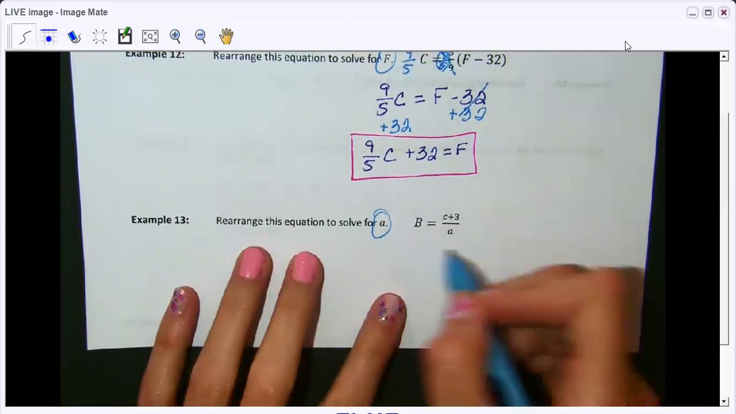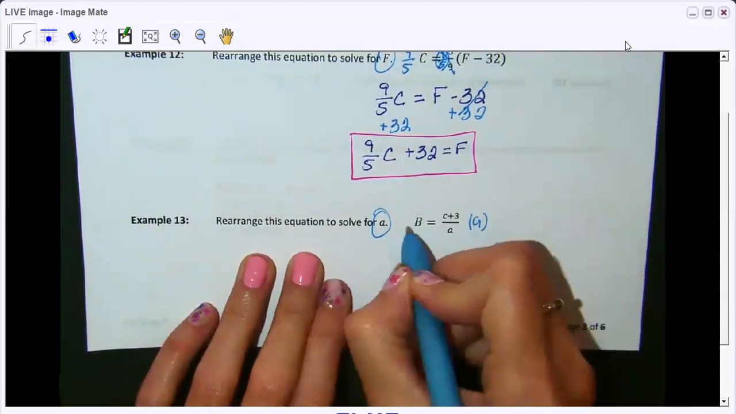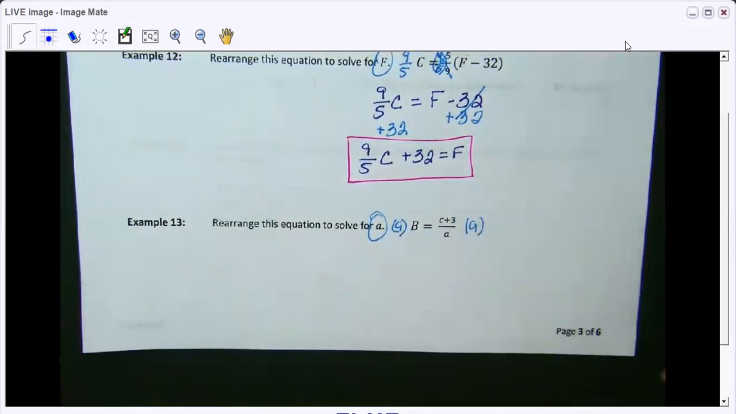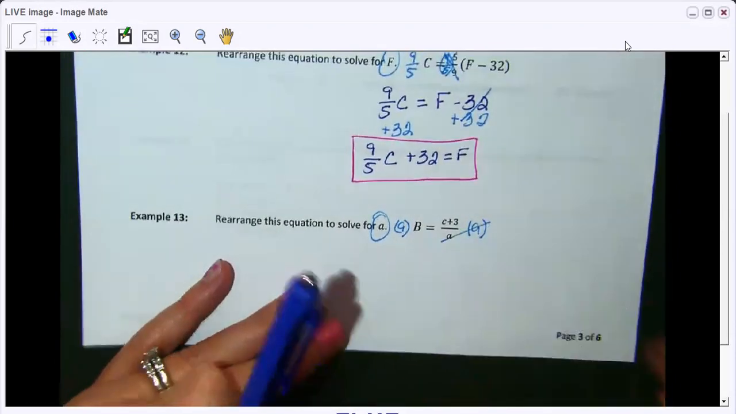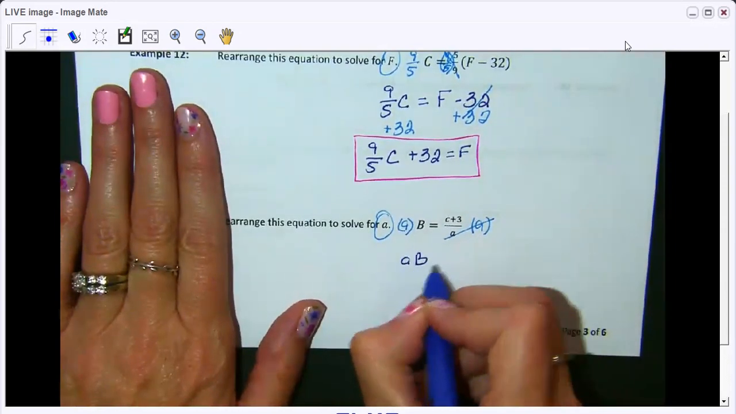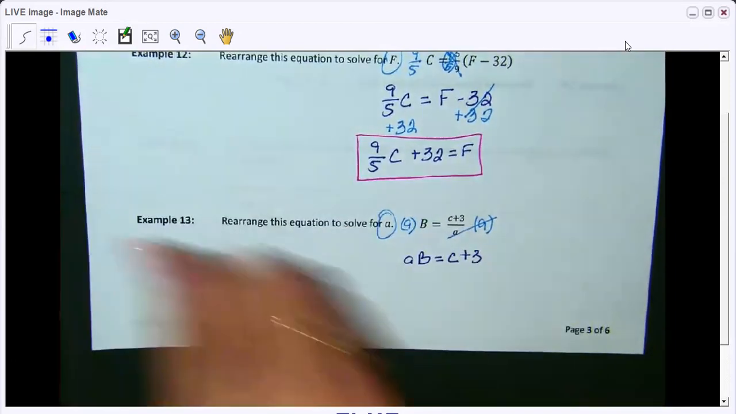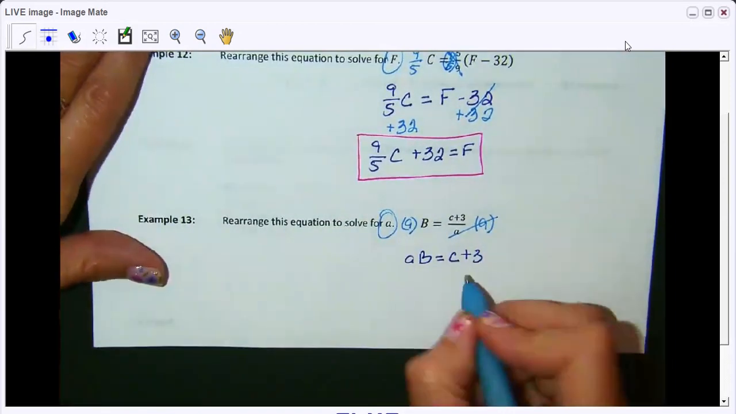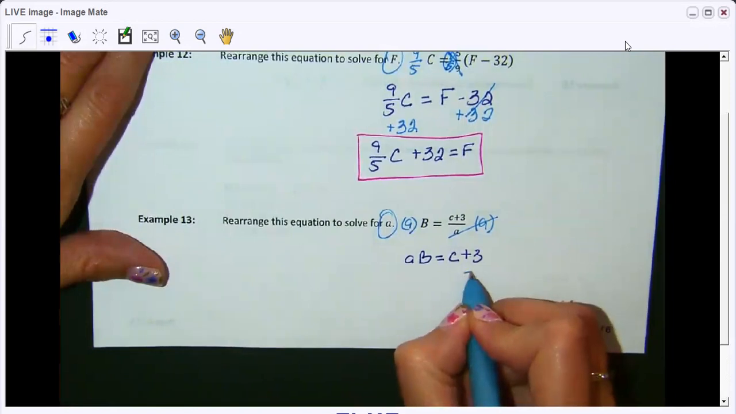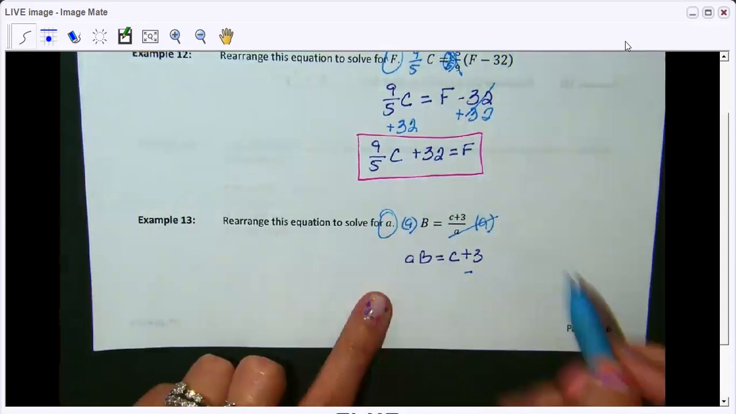Okay, so on this one, the first thing that you need to do is multiply by A on both sides. Okay, and we cancel those two out. And we're left with AB equals C plus 3. And you're just checking your answer because you should have tried this on your own. Then we subtract. Oh, are we supposed to be solving for A? Oh, we are supposed to be solving for A. Okay, I was thinking C.